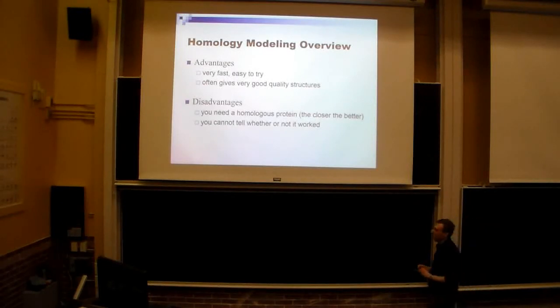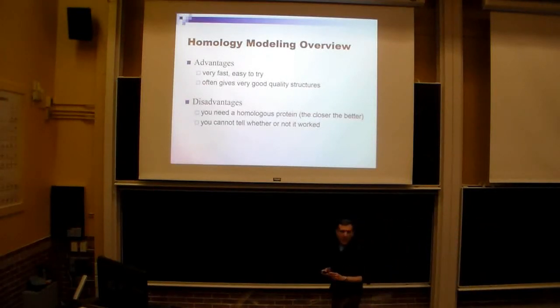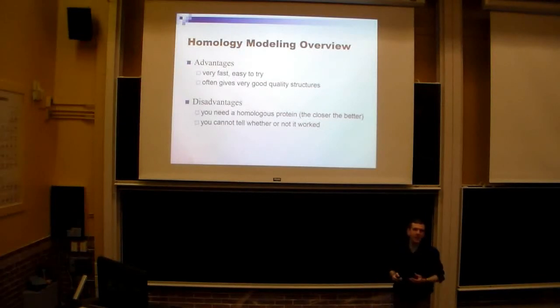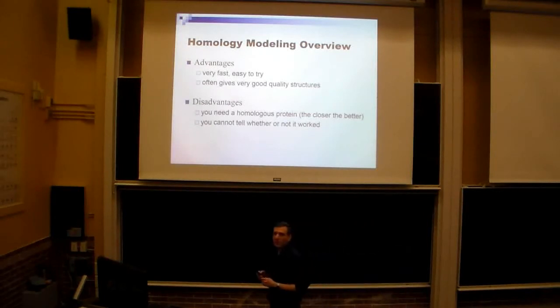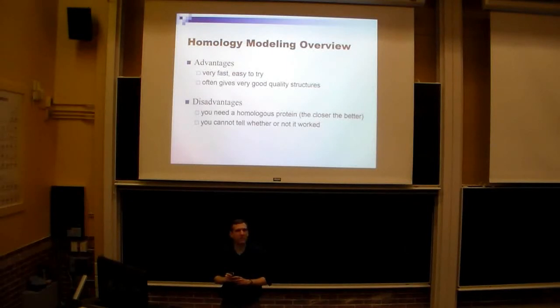And just like with de novo structure prediction, it does have the disadvantage that you don't necessarily know if it worked well. It's going to give you an answer at the end. It may or may not be the right answer. But if you have a close homologue, there's a pretty good chance it's gotten close to the right structure. So any questions about any of these methods?